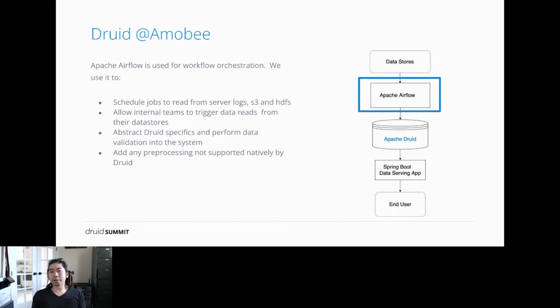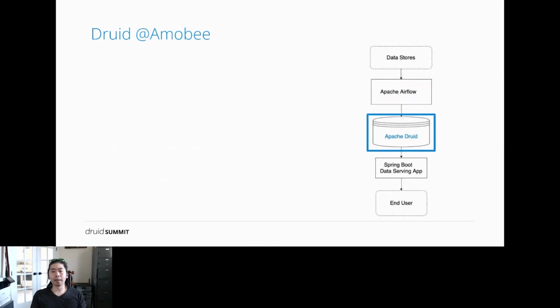That's something that is not really supported by Druid. It's specific to Amobee's use case. But after we materialize those files, everything else just gets processed in Druid. And of course, like I said, it creates the ingestion spec with all the parameters and submits it into Druid for us. Now, let me talk about Apache Druid.